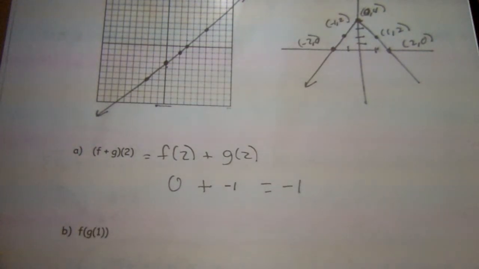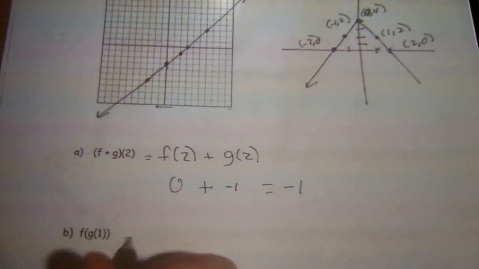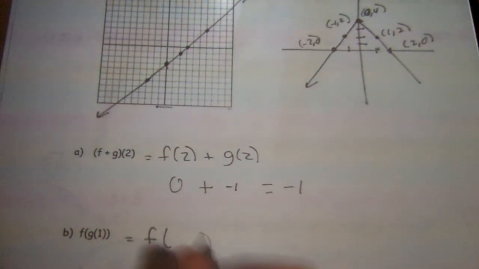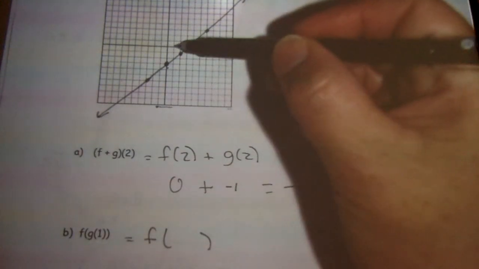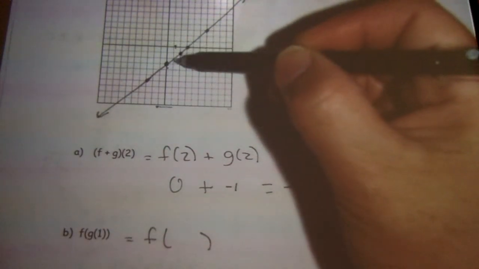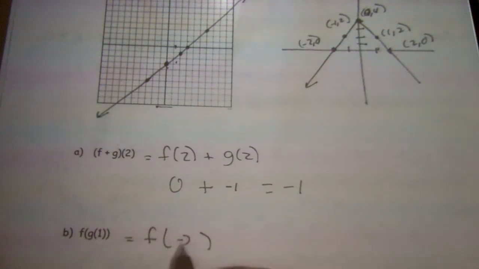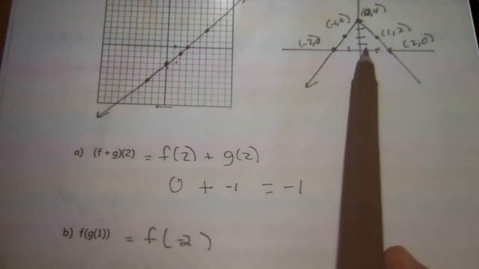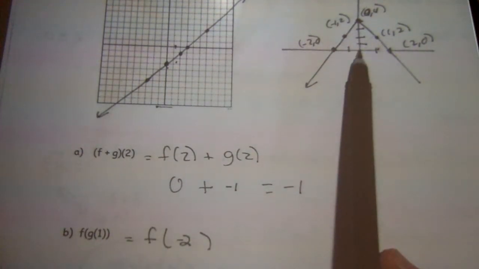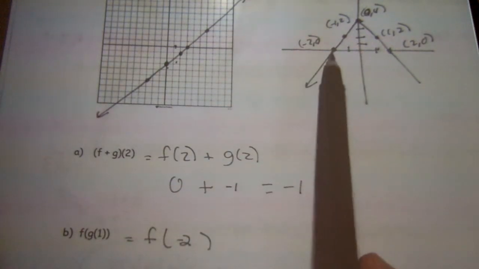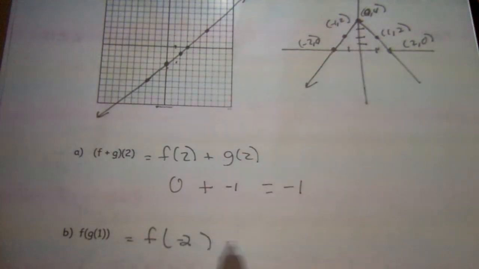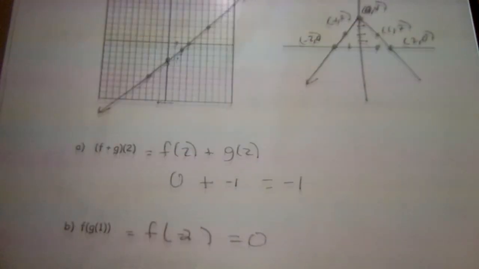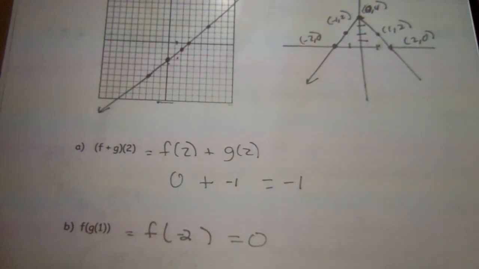Then f of g of 1, that means I have to find g of 1 first. What is g of 1? Negative 2. Then I go over to this function and I find what f of negative 2 is. 0. Questions on A or B?